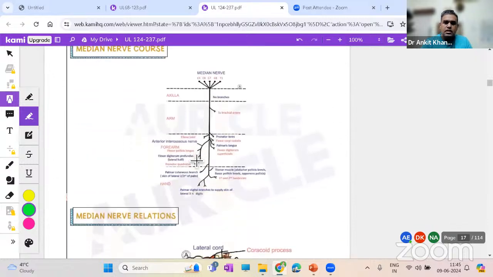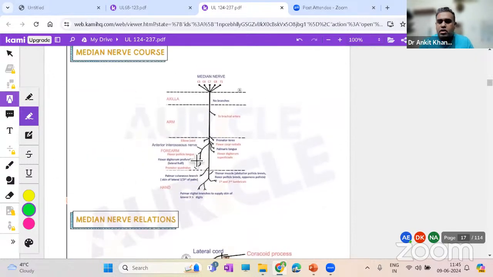Okay. Then the diagram, the flow chart over here, is very important. These flow charts of the nerves are very important. They are basically given in your Snell's textbook as well. So for this median nerve, you can see the root value is given over here. Then why is this so good? Because it shows what it gives off in the area: axilla, arm, forearm, and hand.